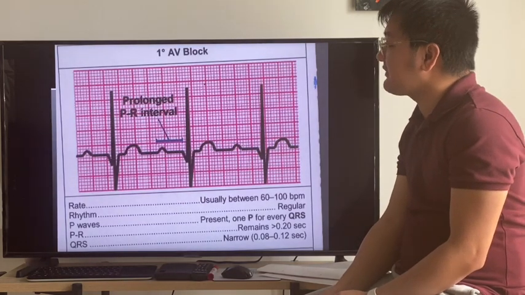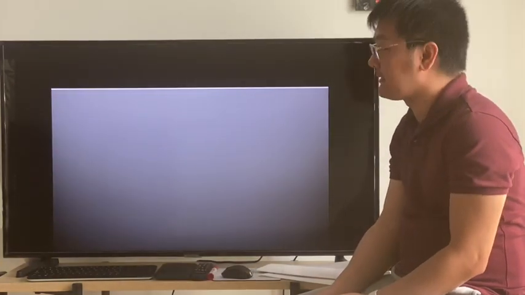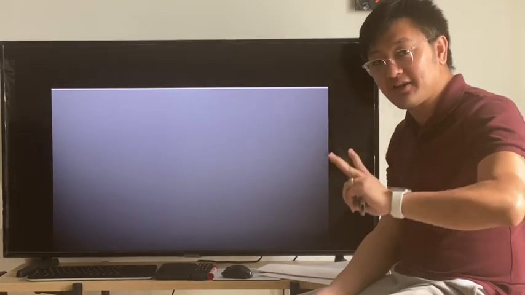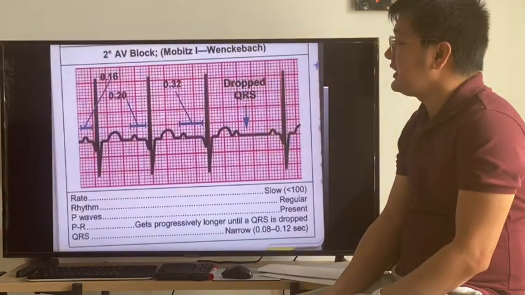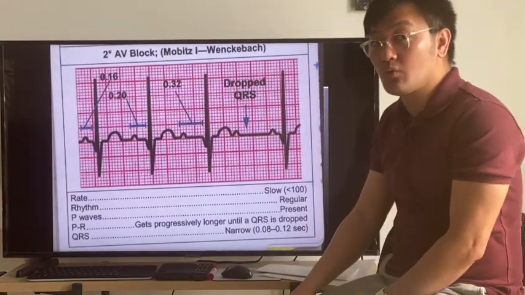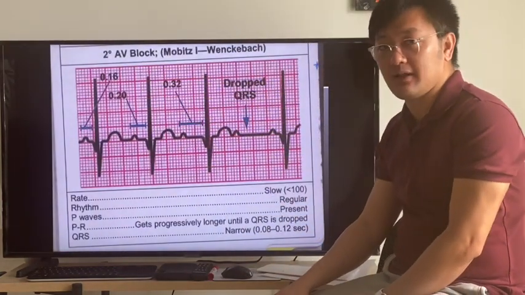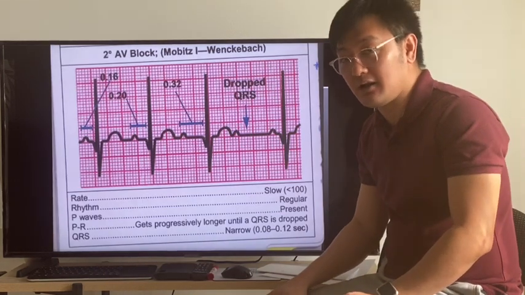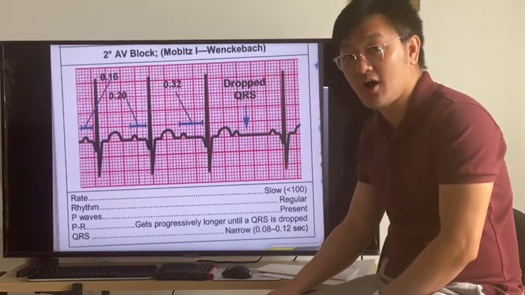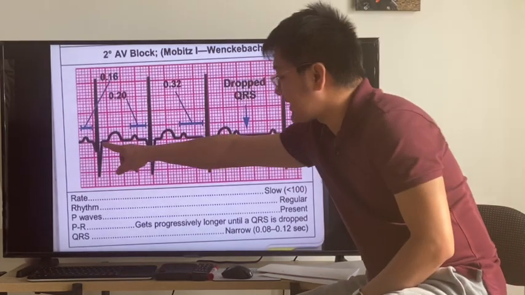For your second degree AV block, Mobitz 1, remember I said your second degree is categorized into 2. It could be Mobitz 1 or Mobitz 2. In your second degree AV block Mobitz 1, look at your PR interval. The PR interval gets progressively longer. Okay? Waves are complete.